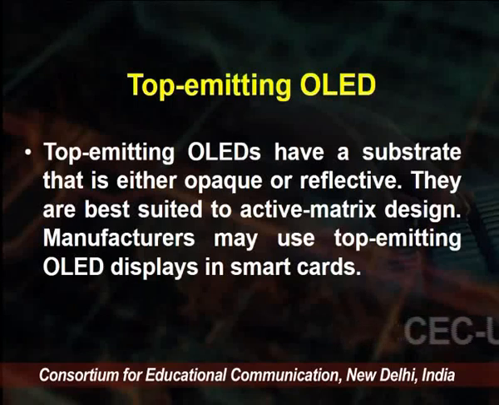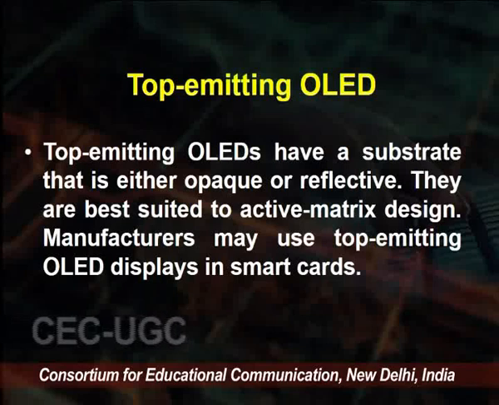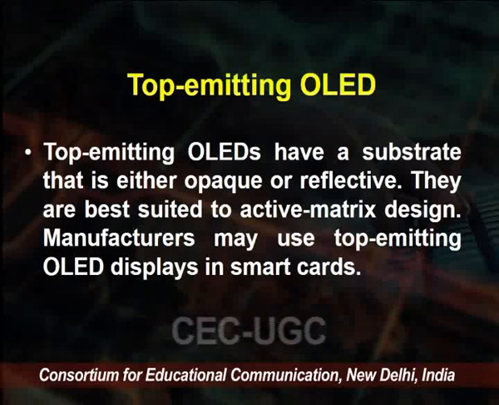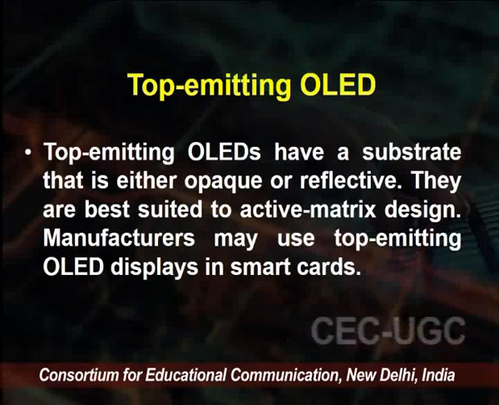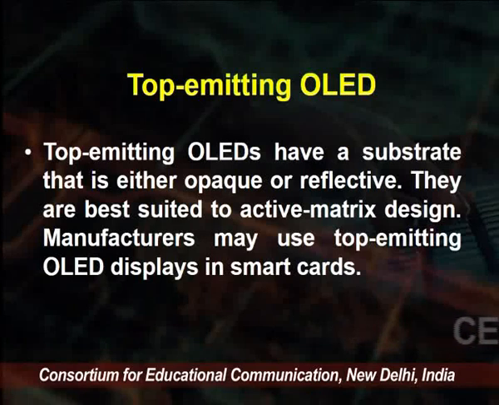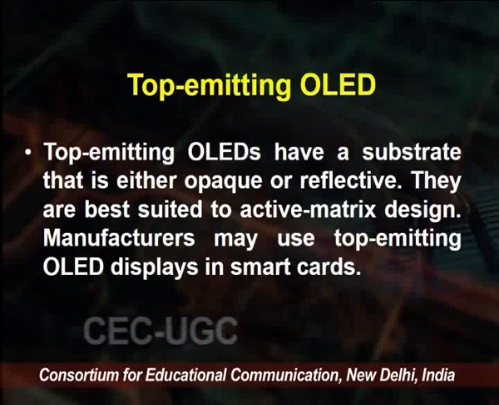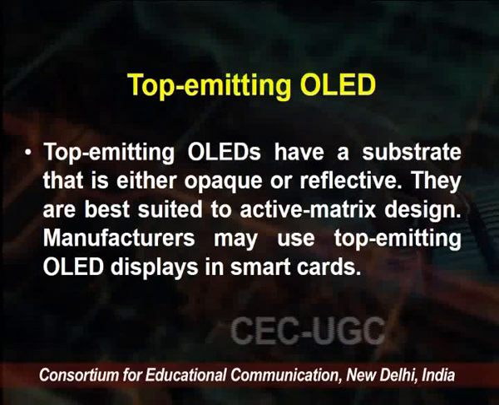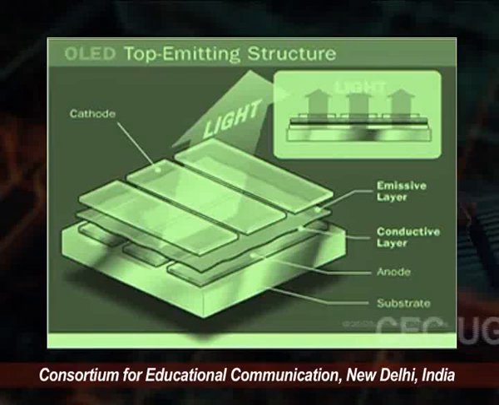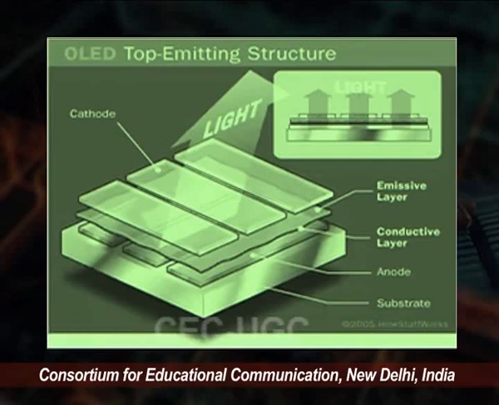Next is the top emitting OLED. As the name suggests, the substrate is either opaque or reflective. So they are best suited to the active matrix design. Manufacturers may use top emitting OLED displays in smart cards. You see here, this is the form of the top emitting structure. You see the light is output, we can get it from the top only. This is the top emitting structure.